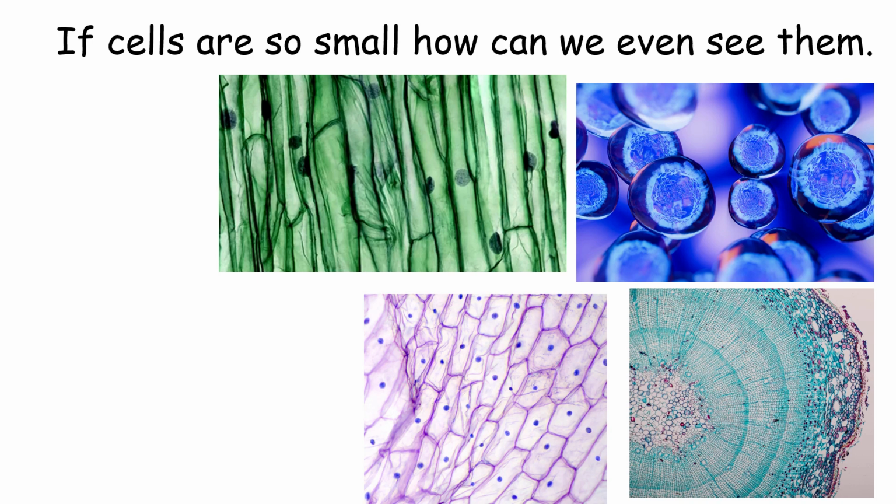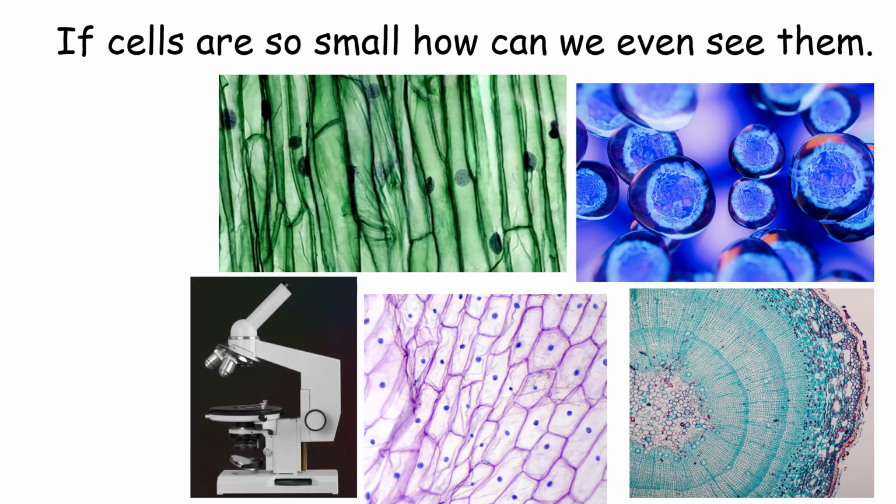If cells are so small, how can we even see them? Well, we can't with our eye. We need a special piece of equipment that you find in a science laboratory. Some of you may have even used one. What do we call this piece of equipment? This is a light microscope.